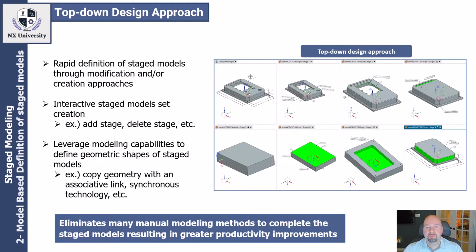If the manufacturing team comes back and says, well, we can consolidate a couple of these manufacturing processes into a single stage here, now we can go right back in and delete some stages that might not be necessary. We can also leverage modeling capabilities to define the geometric shapes of our stage models. For example, we can copy geometry with an associative link, we can use synchronous technology, and we can use our other modeling operations as well. The stage modeling operation here eliminates many manual modeling methods to complete the stage models, resulting in greater productivity improvements.